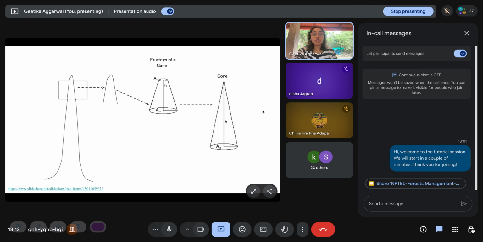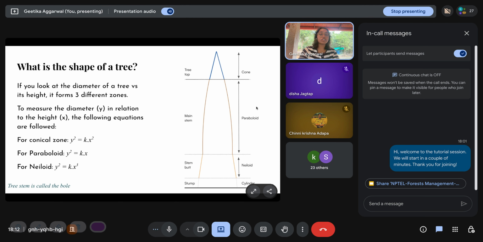Okay. And for the topmost portion of the tree, that is similar to a cone. So when you compare it, here you see that y square is equal to kx square, or y is equal to kx. So that's what the three formulae are for the three different portions of the tree, as you can also see in this slide. So this is conical shape, paraboloid, neiloid. And these are the three formulae.